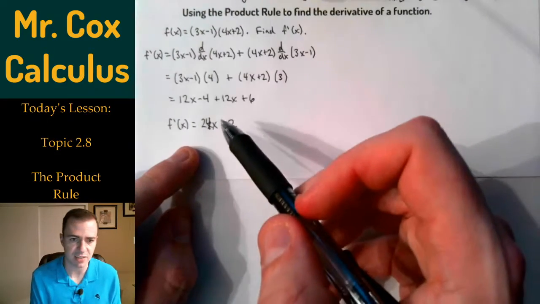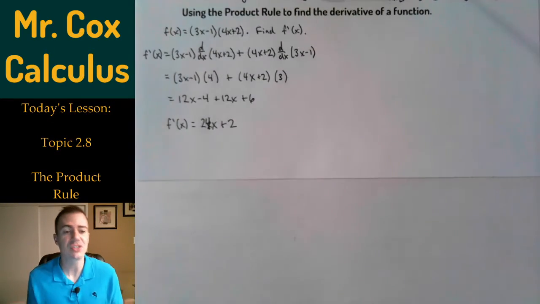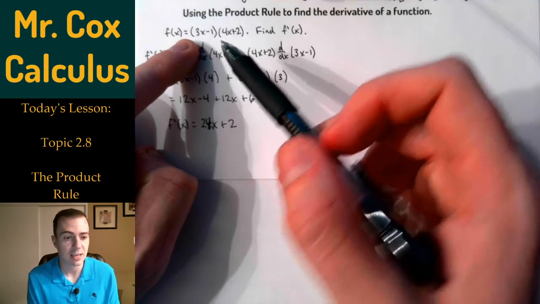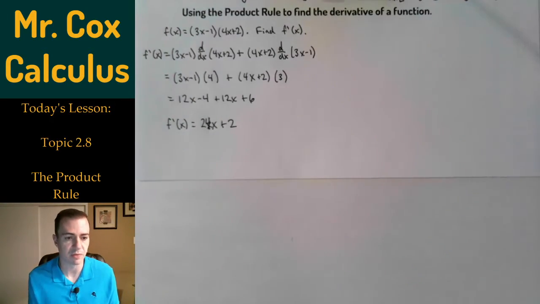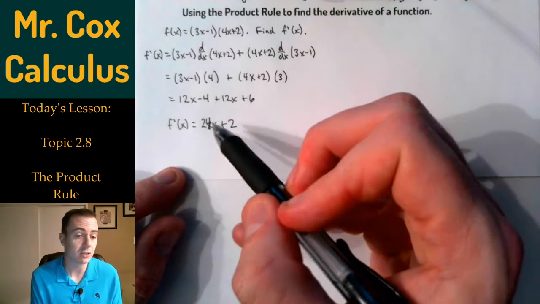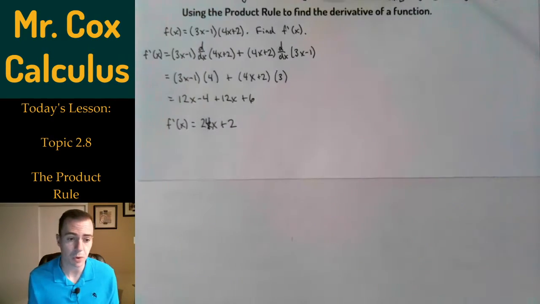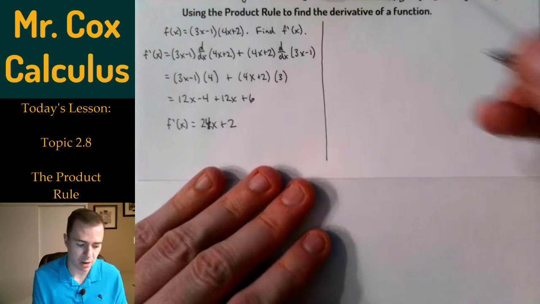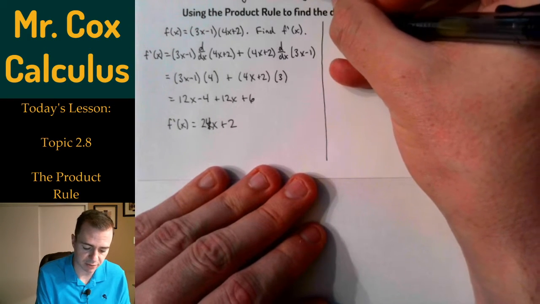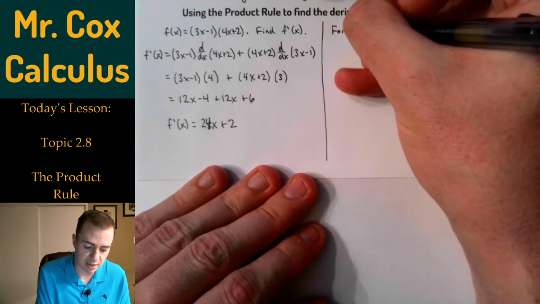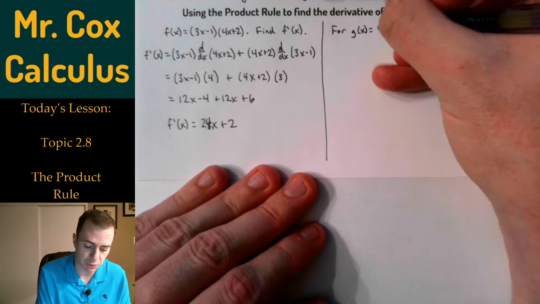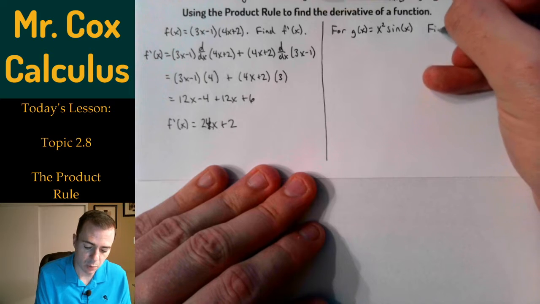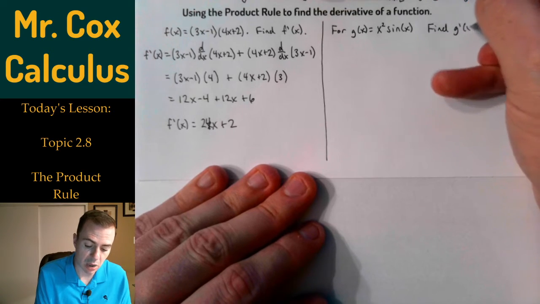And so you can see from the process that if you have a function like this, it is still easier to go ahead and multiply it out, get it as a polynomial, and then take the derivative of the polynomial. That is still easier than doing the product rule, but the product rule does hold up. Where we have to use the product rule was for that second function that I gave you, which was g of x equal to x squared times the sine of x, and we want to find g prime of x.